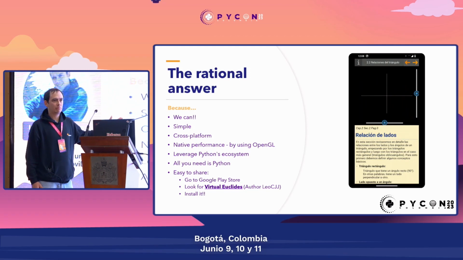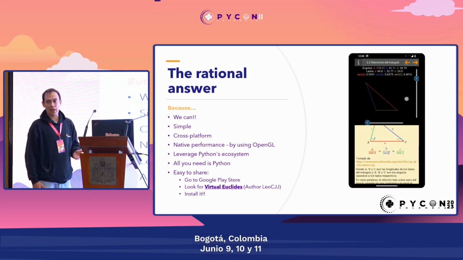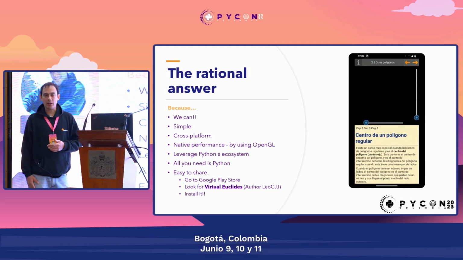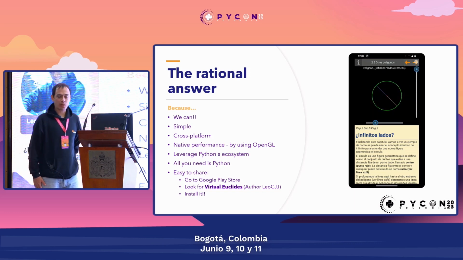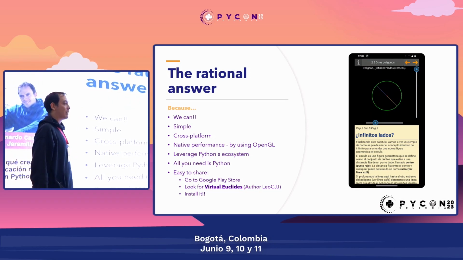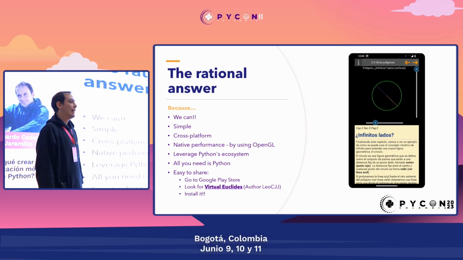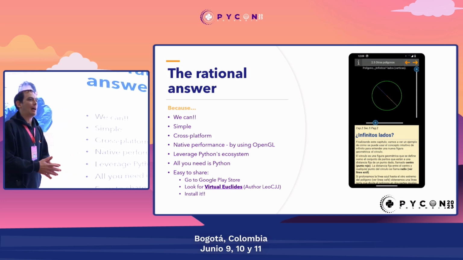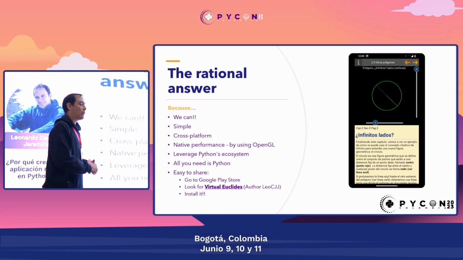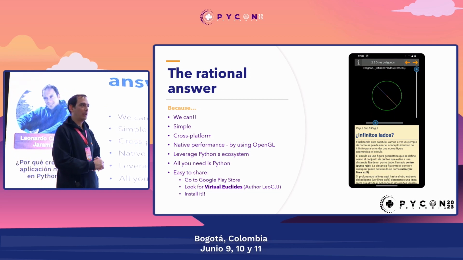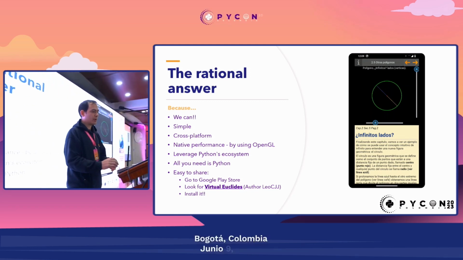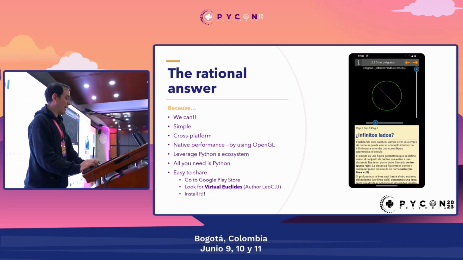Because we can. Maybe some of you didn't know that. We can create mobile apps with Python. Mobile apps for Android, for iOS, but with the same framework you can also create apps for desktop, Windows and Linux. It's simple, as you will see. It's cross-platform, has native performance graphics using OpenGL, and we can use all the Python ecosystem to create this kind of mobile apps. So there are several reasons to create mobile apps with Python.